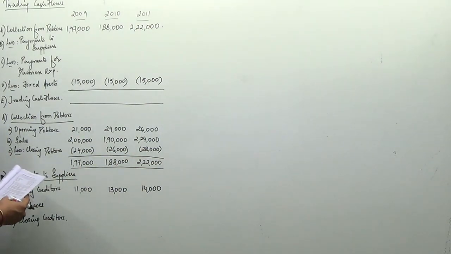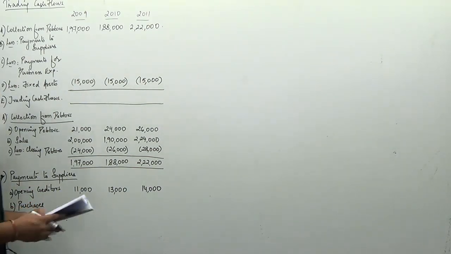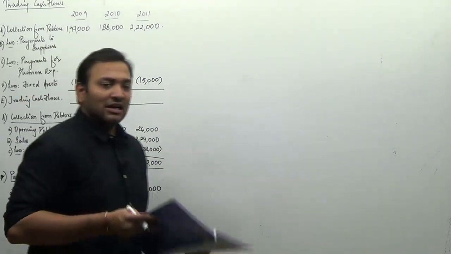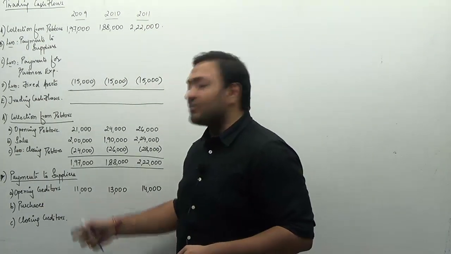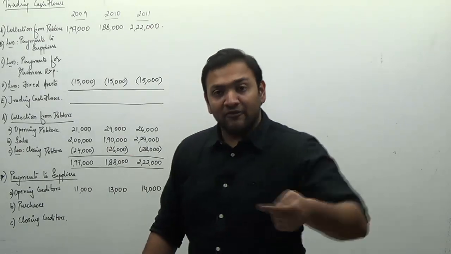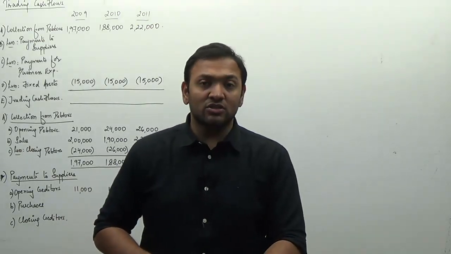Check your P&L. Materials consumed. Is it purchases? It is not purchases. It is materials consumed. I can't fill up purchases straightforward. I have to identify what will be the purchases, having the materials consumed figure there.